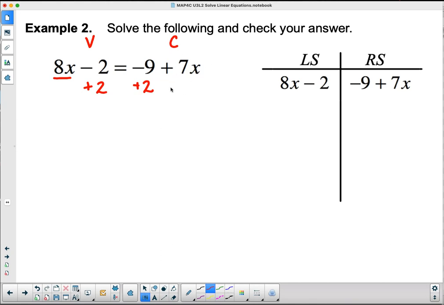A positive 7x we can get rid of by putting -7x with it, because positives and negatives cancel each other out. So this is going to be gone and this is going to be gone. And remember, if I subtracted 7x over here, I have to subtract 7x over here as well. So now I just have to simplify these two things that are left over. And I did this all in one step.